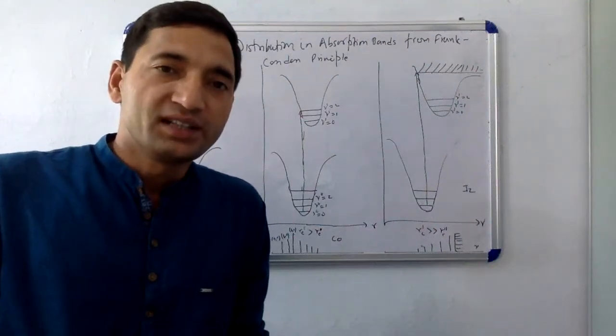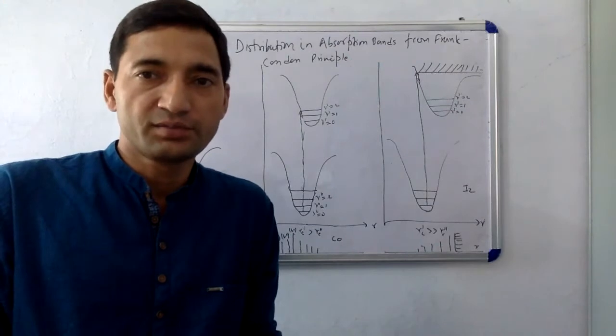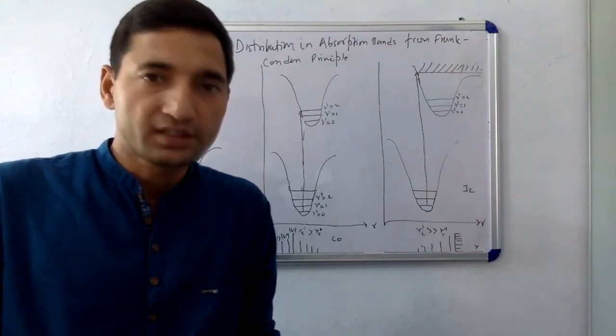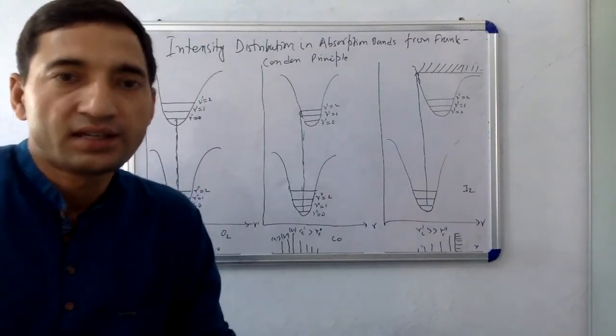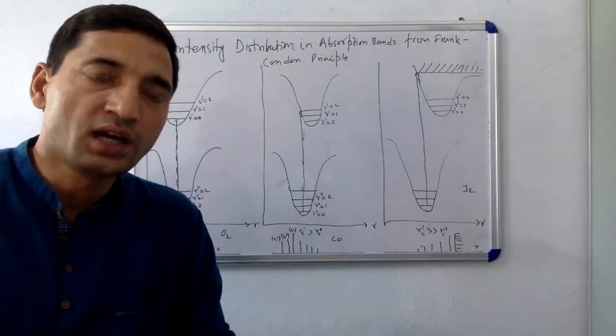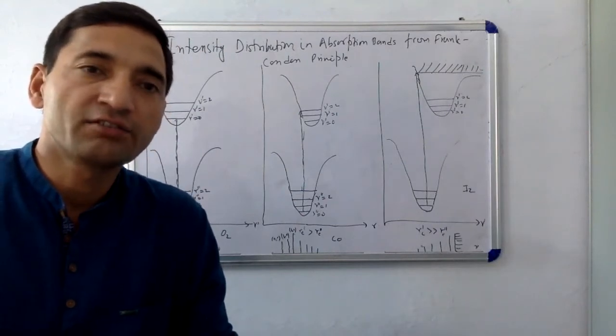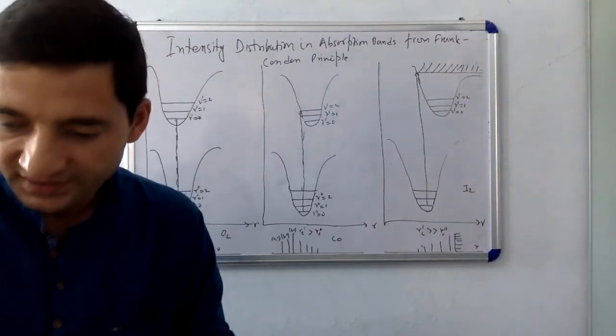Hello to everyone. Today I'll be discussing the intensity distribution in absorption bands from the Franck-Condon principle. In my last class, I discussed the intensity distribution for a couple of molecules, and how these intensities vary for the different vibrational energy levels.